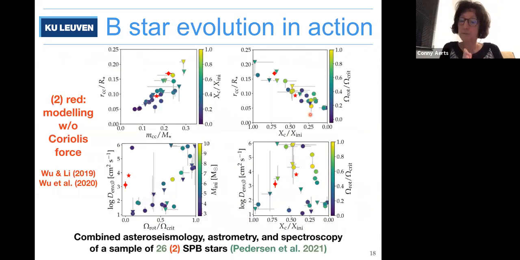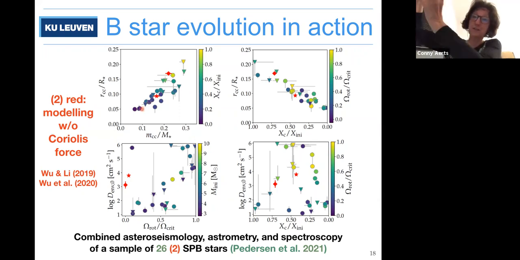Well, we have some answers. It seems that the convective penetration coupled to shear instabilities works best. And this is work in a recent Nature Astronomy paper by one of my former students, where you see the 26 stars. And here you see the size of the convective core as a function of the mass of the convective core. And you see stellar evolution in action again, because the younger ones have bigger convective cores and you shrink along the evolution downward.